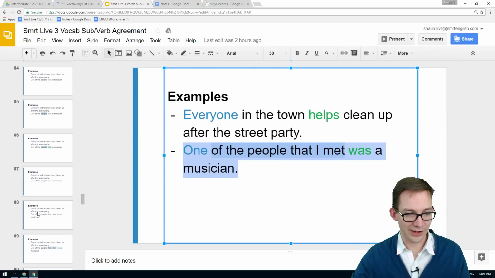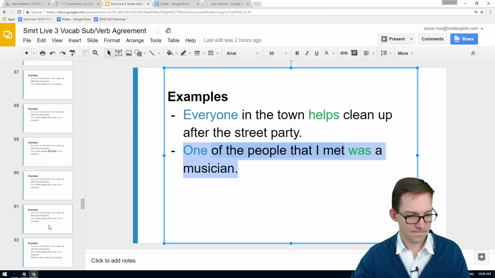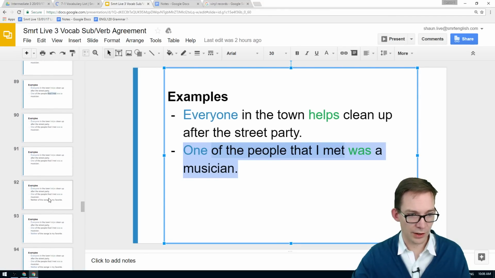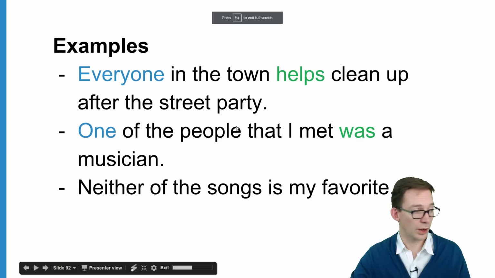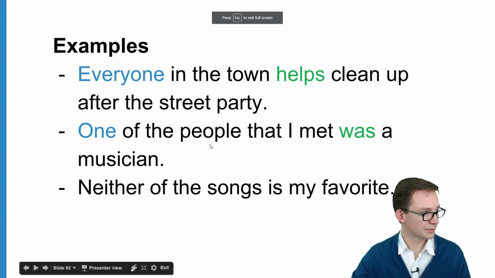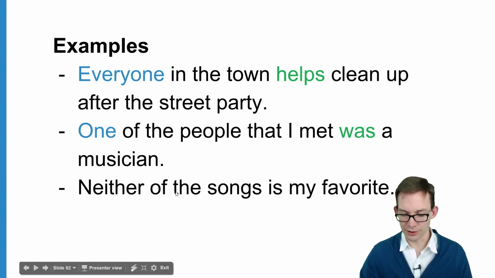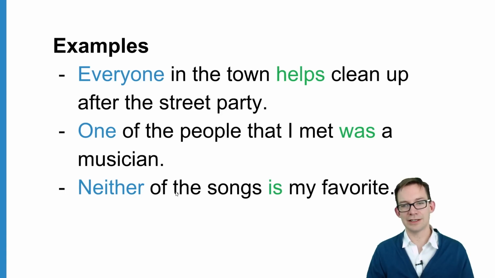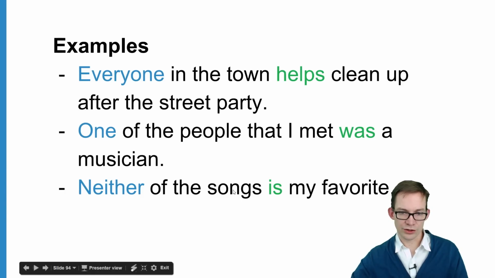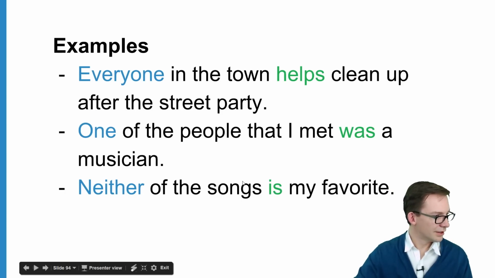I'm gonna show you one more example because this is what we saw last week, right? And it tripped a few people up. And we said neither of the songs is my favorite, right? So again, neither is a singular subject. And again, students sometimes see that plural noun there and get confused with the verb there. But there's your subject. Of the songs, that's not the subject.